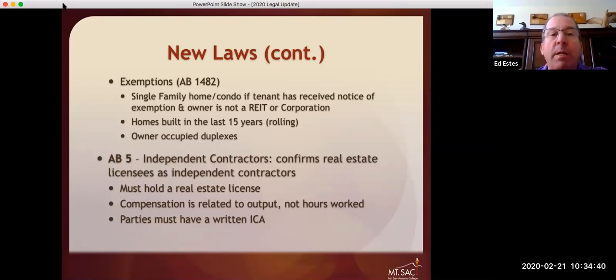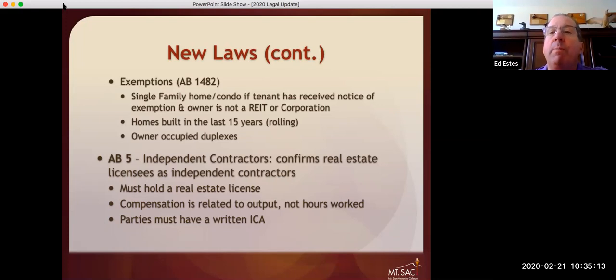Also, properties built in the last 15 years are exempted. So this would include apartment buildings. This was put in to stop opposition from the construction industry. Now, this is a rolling time frame. So if I own a 15-year-old apartment building today, I'm not covered by the statewide rent control. However, next year, my apartment building will be 16 years old, so I will be covered.